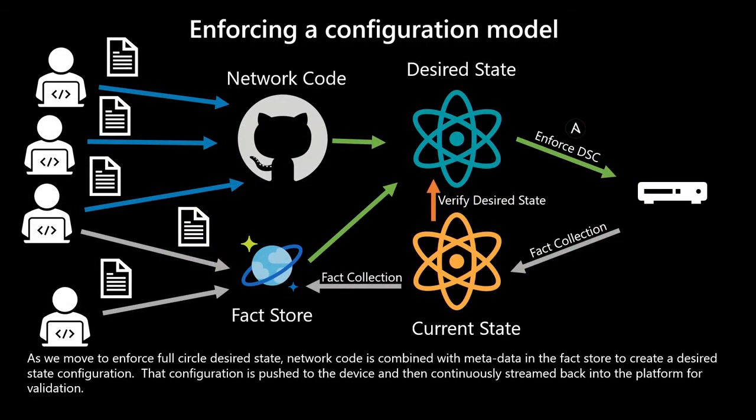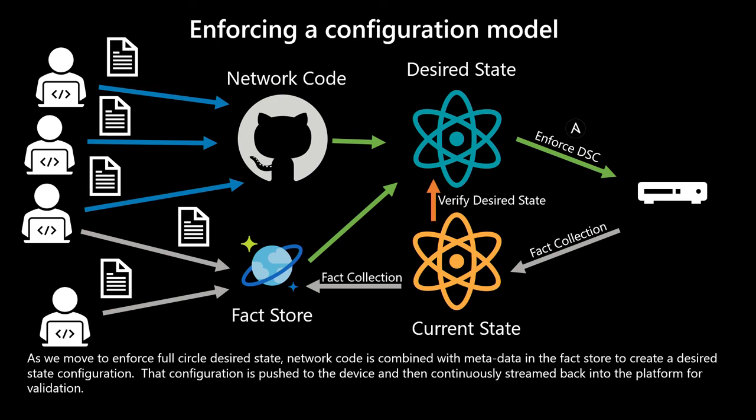So, how do we get to enforcement? We have these network engineers creating this thing that we call network code. And that is an abstraction of what it is they want configured on the device. All of that is stored within GitHub. We also have network engineers contributing to our fact store, this Azure Cosmos DB that we talked about here at the bottom. But that fact store is not only being fed in by network engineers, it's also being fed in by the fact collection that we're doing to the devices.